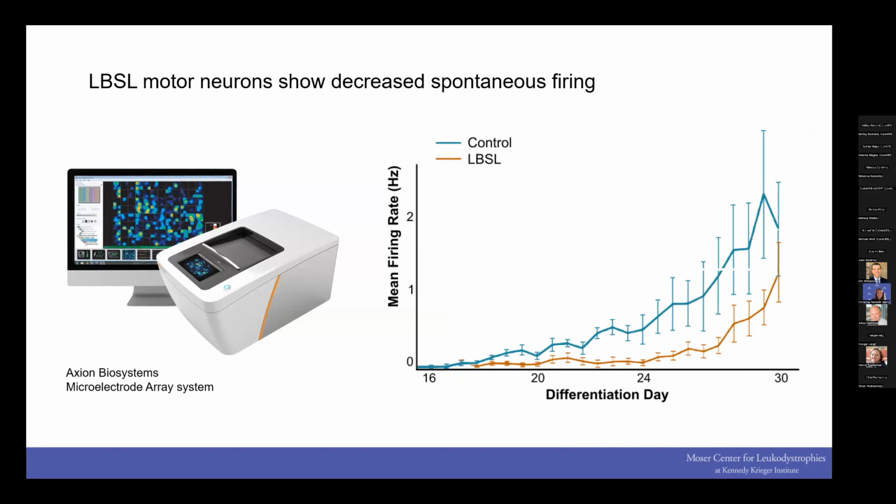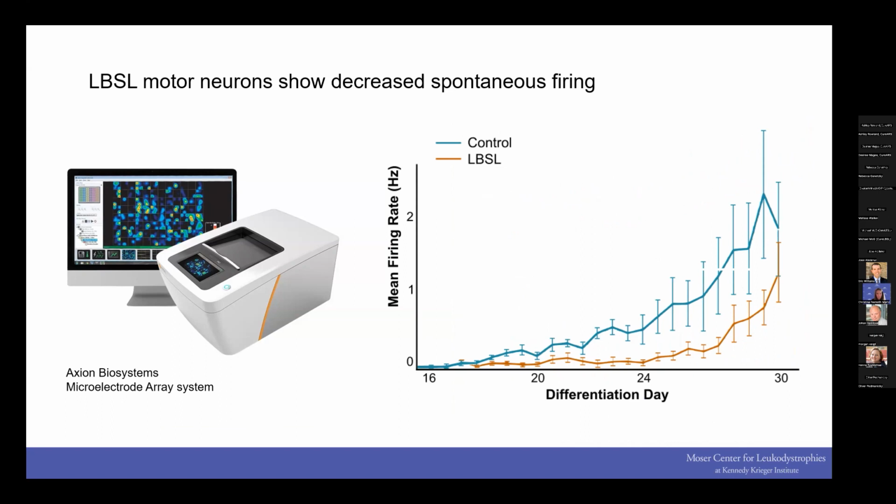If we grow these neurons in a microelectrode array plate and stick them into what we have is the Axion Biosystems MEA system, we can measure the spontaneous firing of these neurons over time. So what we generally do is we take this plate full of cells and we stick it into the machine for a couple hours every day and look at their spontaneous firing.